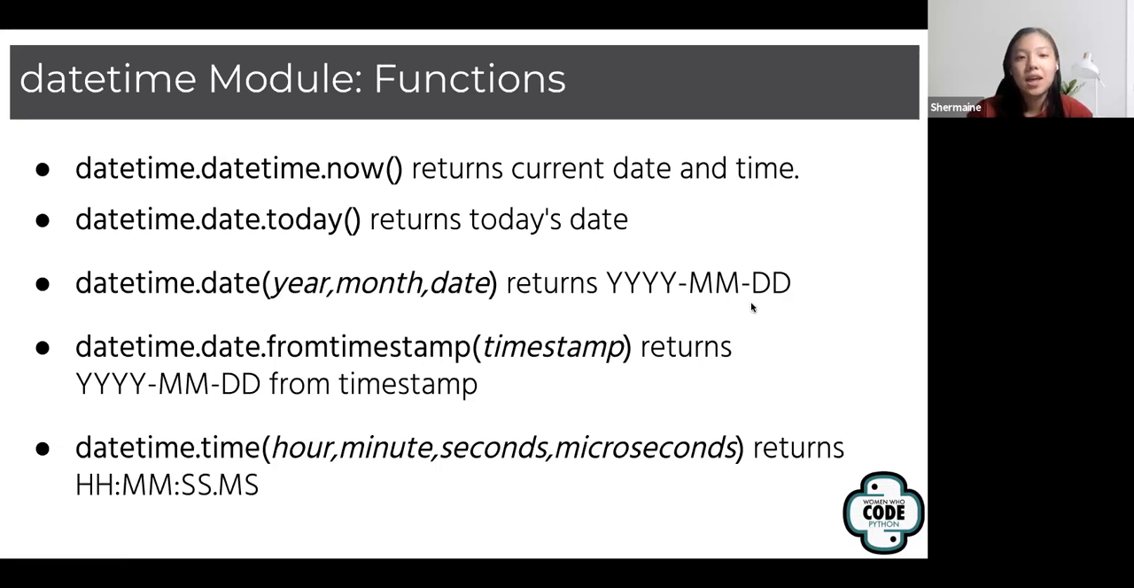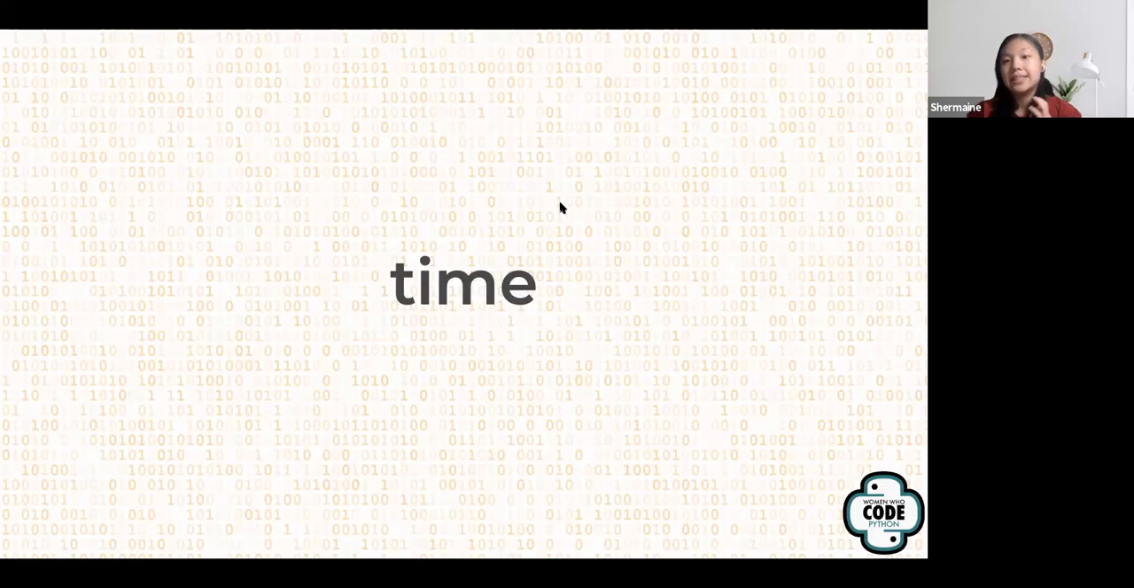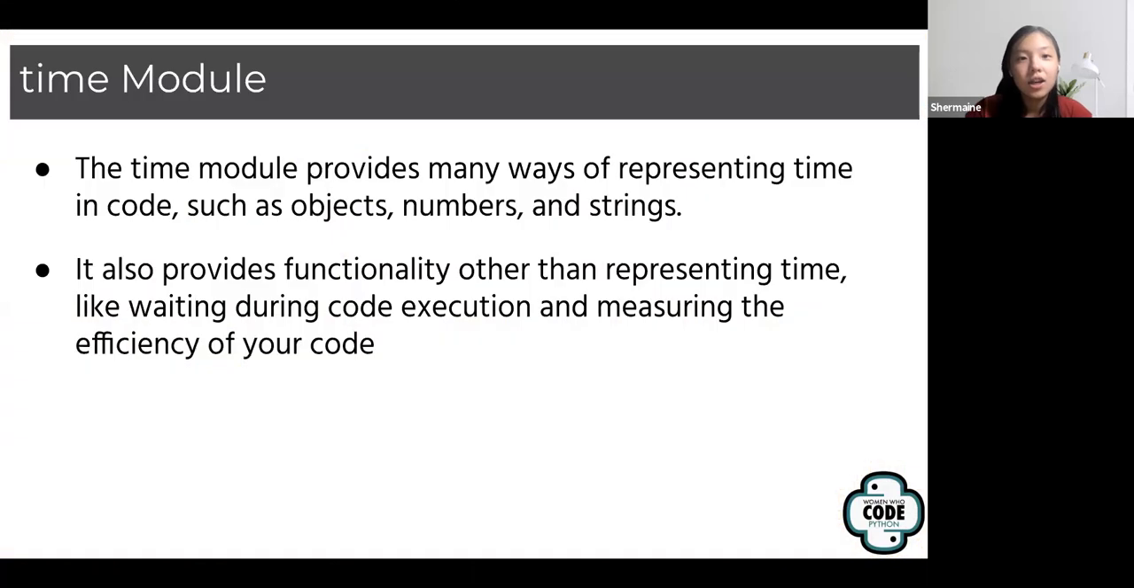So we will try all these functions out later so that you can see how it will look like. So moving on, we have the time module. So the time module provides many ways of representing time in code, such as objects, numbers, and strings. It also provides functionality other than representing time, like waiting during code execution and measuring the efficiency of your code.